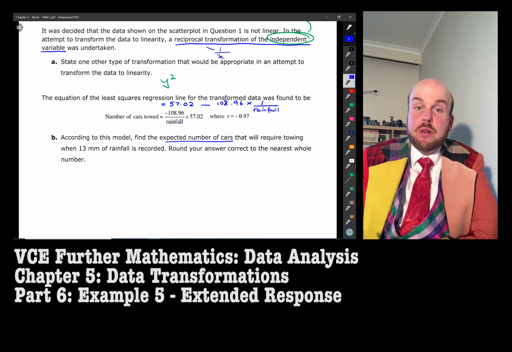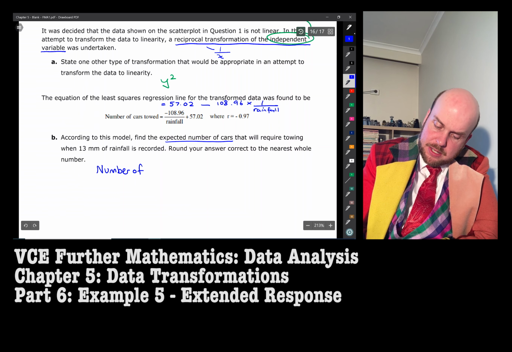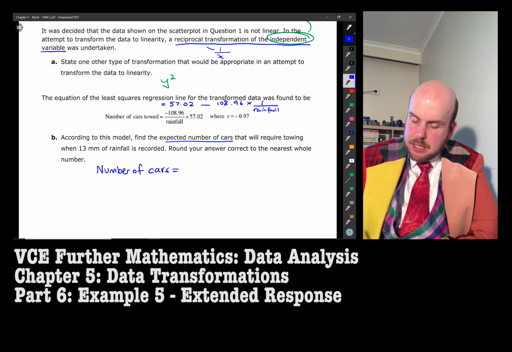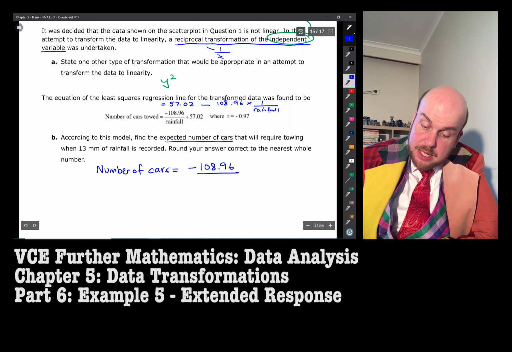So we'll just need to do a good old substitution here. So the number of cars. Now you can use either of those equations that I've written. May as well just use the one that they've given us. So it's negative 108.96 divided by 13 millimeters.